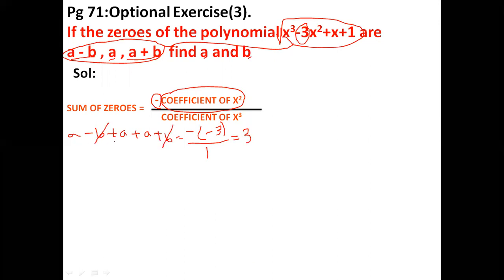What we get? Here 3 a's are there, so a plus a plus a, that is 3a, is equal to 3. So here, this 3 comes to the right side, then it comes in the division. So 3 by 3, and 3 by 3 get cancelled. So a value is 1. So a is equal to 1. So this is the value of a. In this way we find the value of a.